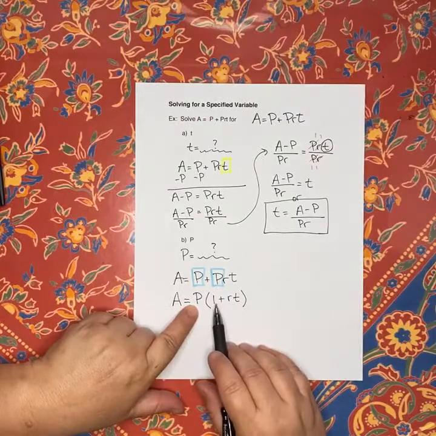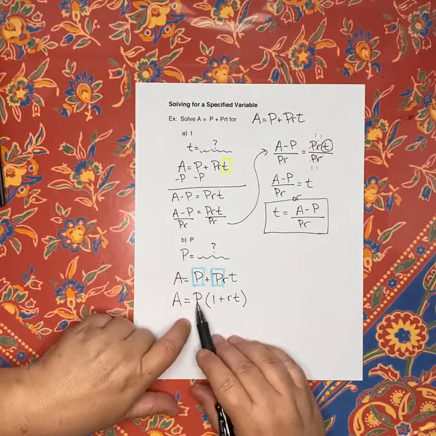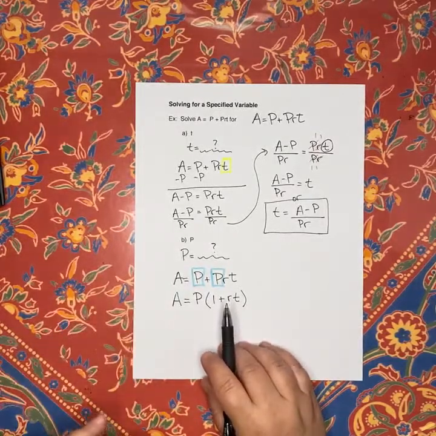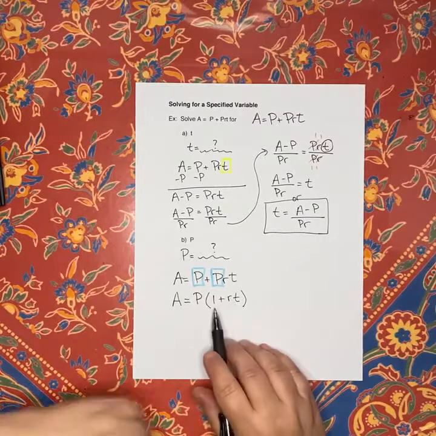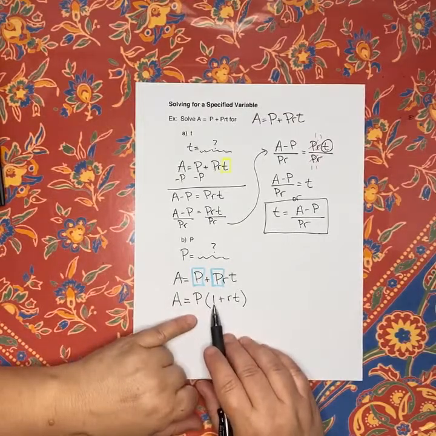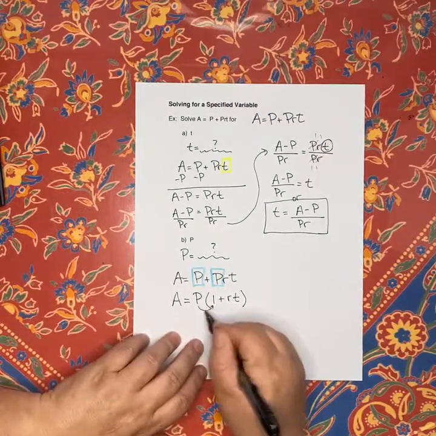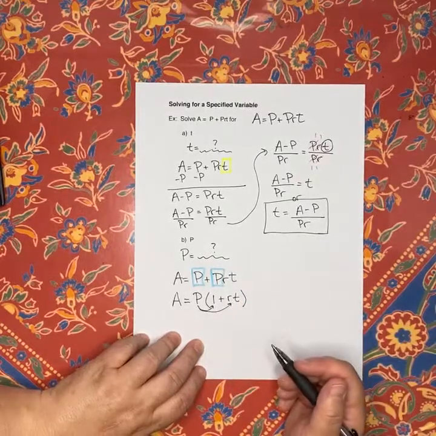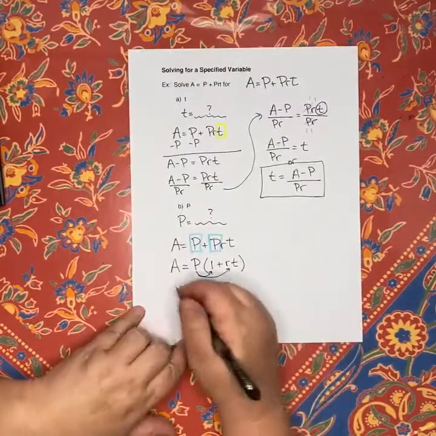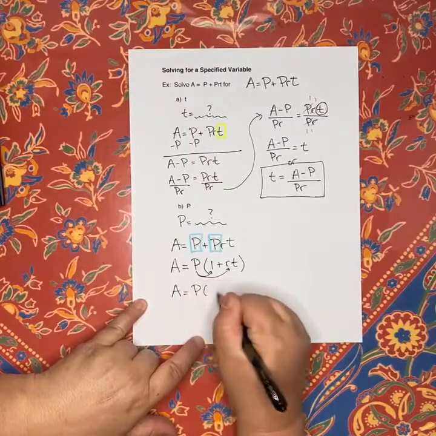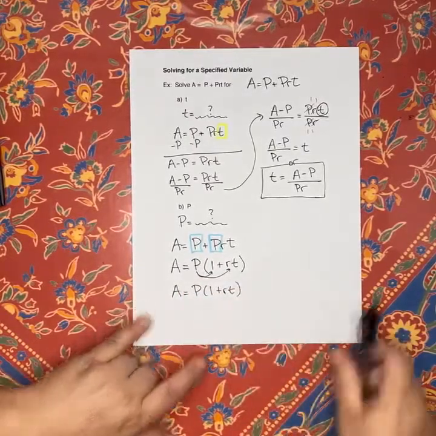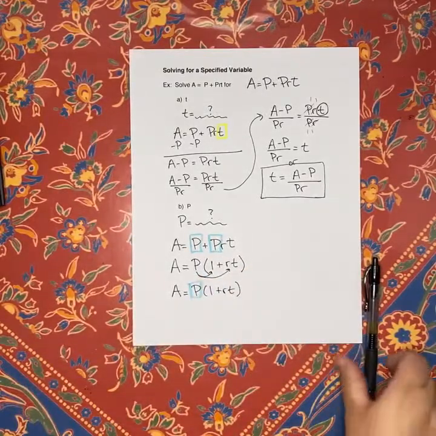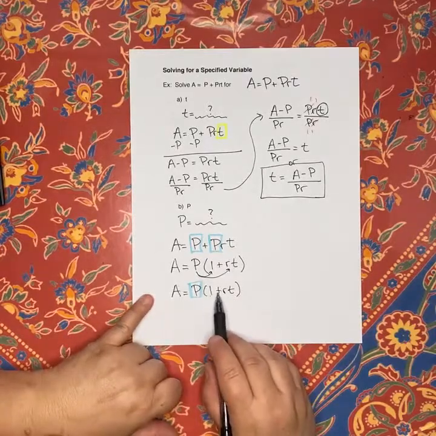I want to leave something sitting there so that when I multiply, there's a P. Remember we talked about the identity? I need a number which when I multiply by P, I get P. That's 1. If I put the 1 there just as a placeholder, then P times 1 is P, and P times RT is PRT. So if I've got A equals P times the quantity 1 plus RT, and I want P all by itself, what do I have to get rid of? You're right. I have to get rid of the 1 plus RT.